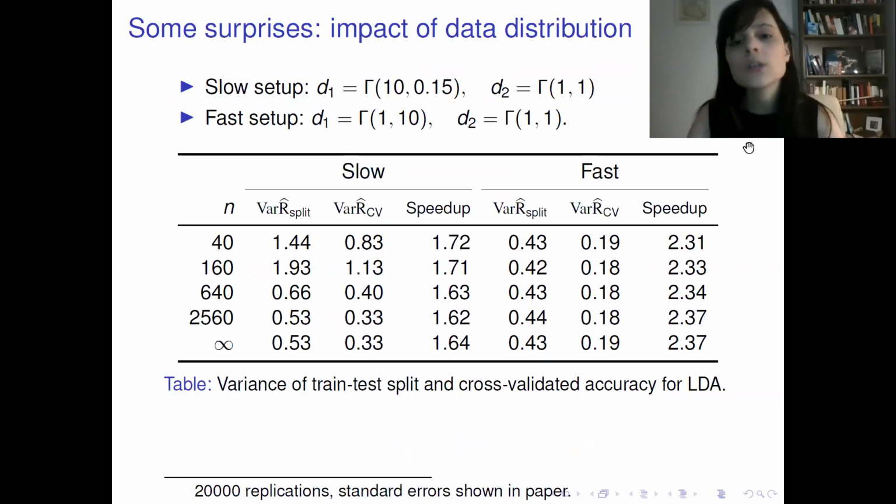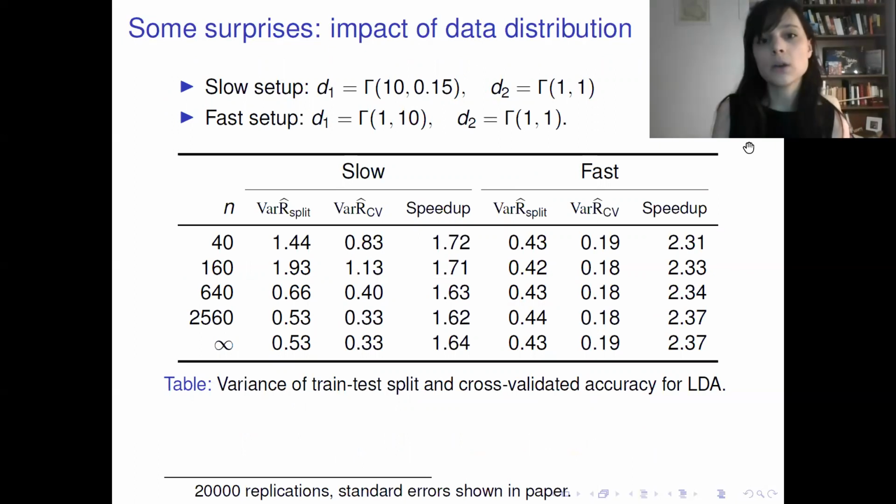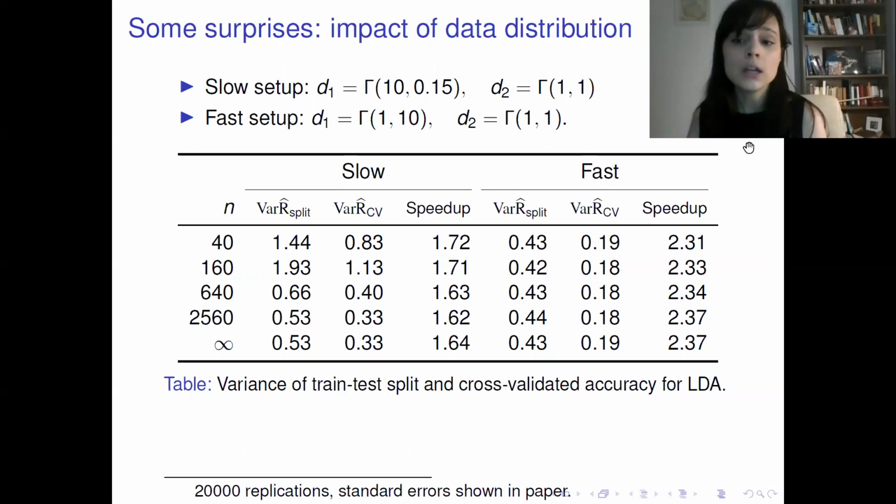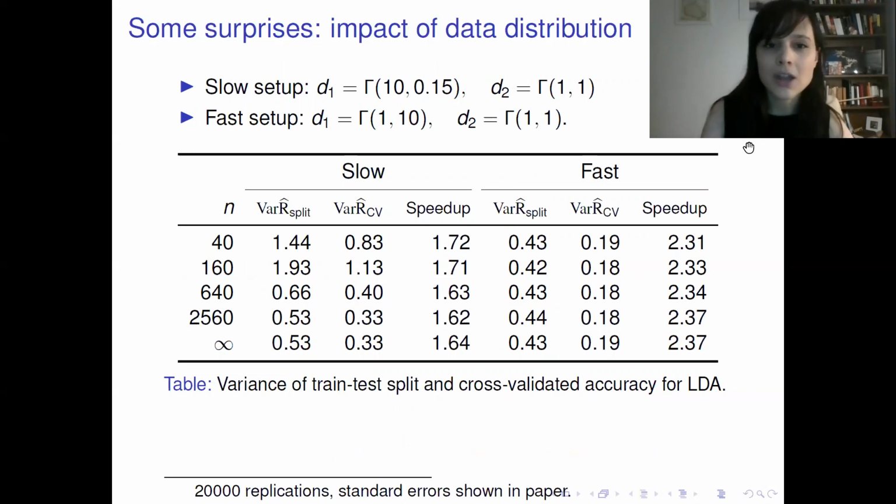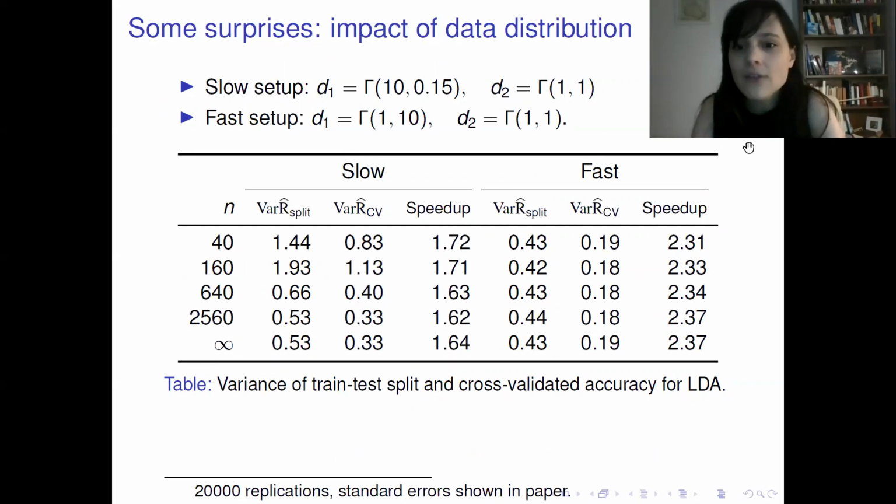And we evaluate this for 2 different setups. The first one is we have D1 to be a gamma with parameters 10 and 0.15, and D2 to be a gamma with parameters 1 and 1. Then we observe that k-fold cross-validation, two-fold cross-validation, sorry, is like having only 1.6 times more data. So it's slower, we don't have full speed up. However, if we simply change the distribution D1 to be a gamma 1, 10, then suddenly it's like having 2.3 times more data. And so it's faster than full speed up. So this raises a very interesting interplay between the distribution of the data, the model, and the k-fold cross-validation risk.